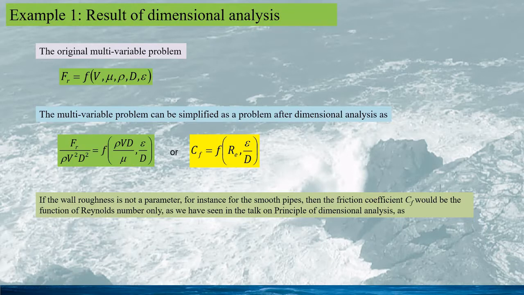In reality, there might be a case where the wall roughness might not be a parameter in the fluid dynamic problem. For instance, for a smooth pipe, the friction coefficient CF would be a function of Reynolds number only, as we have seen in the talk on principle of dimensional analysis. This may be the most significant case for the dimensional analysis for simplifying the fluid dynamic problem.